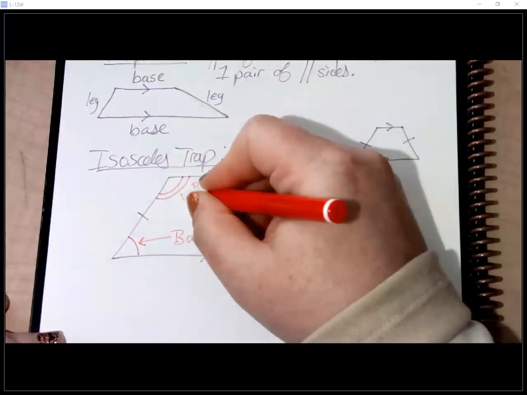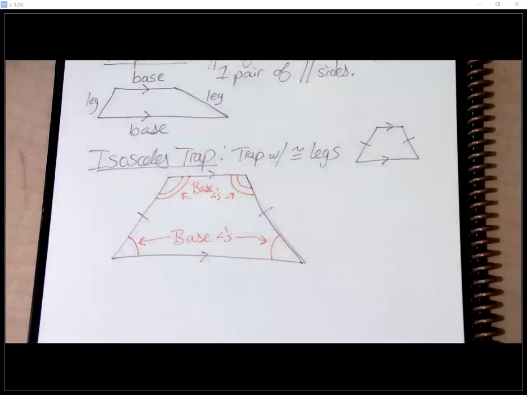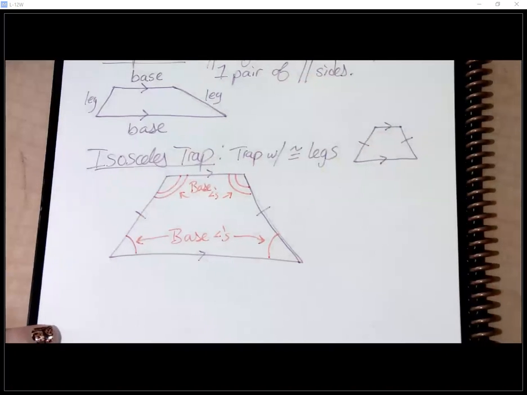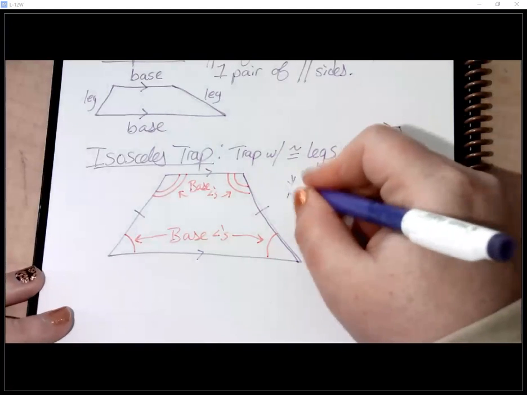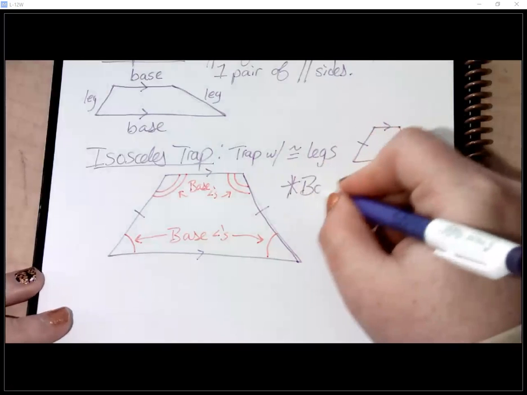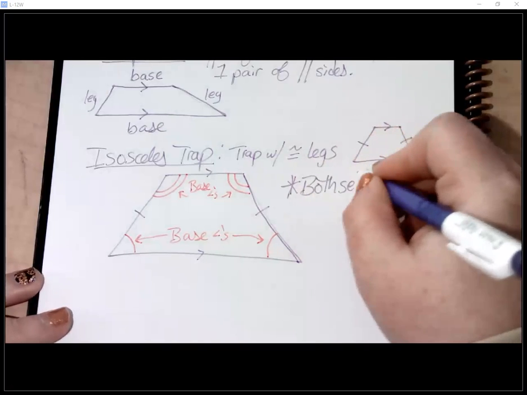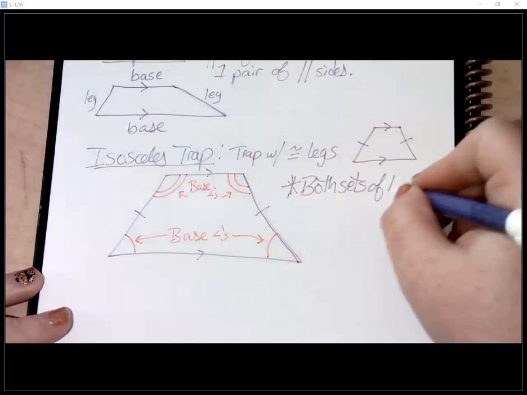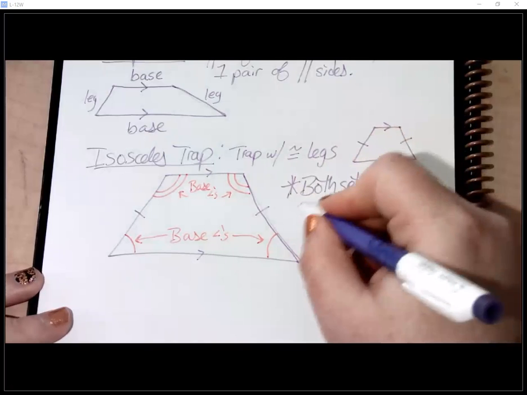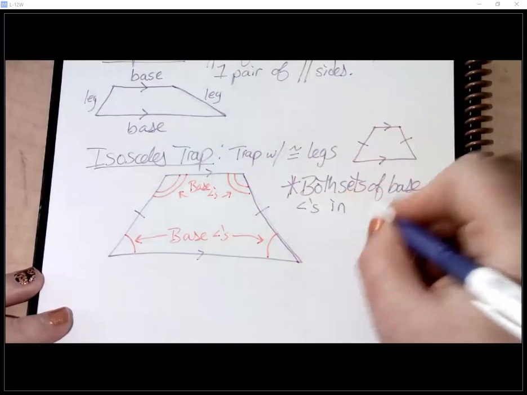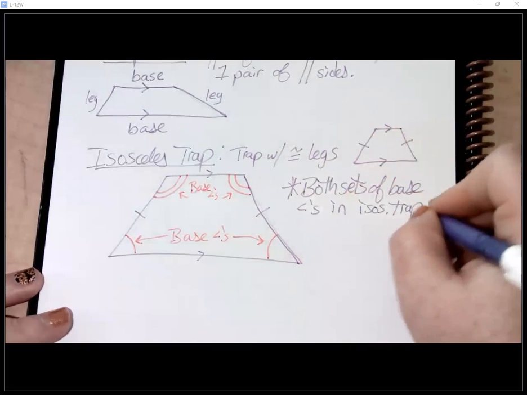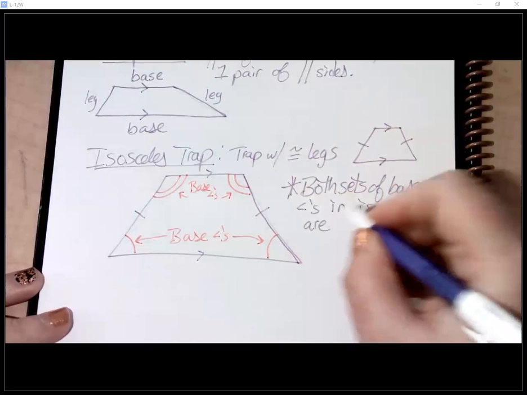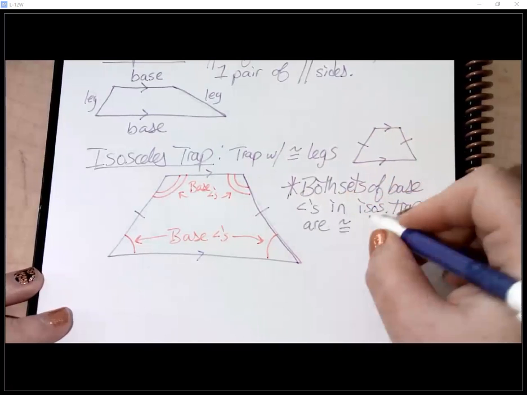Okay, so let's put a big star and say that our two sets of base angles in an isosceles trapezoid will be equal. Both sets of base angles in isosceles trapezoids are congruent to each other.